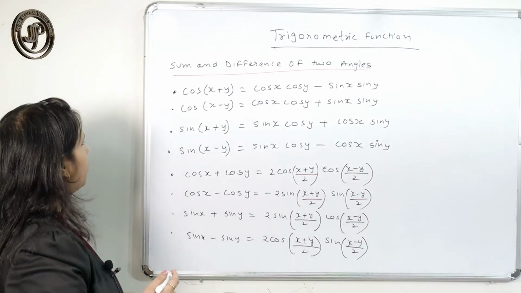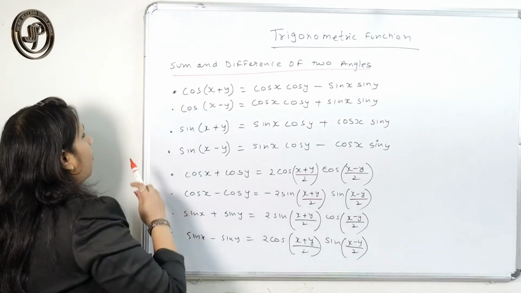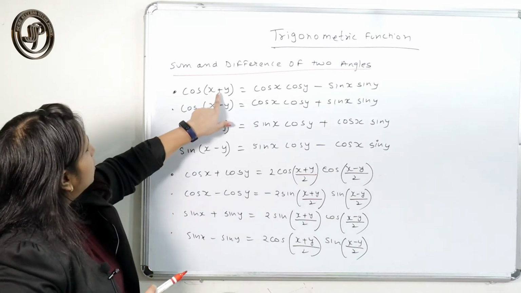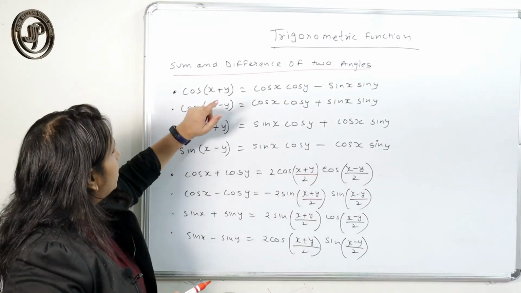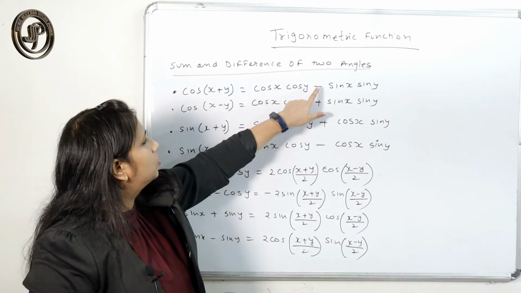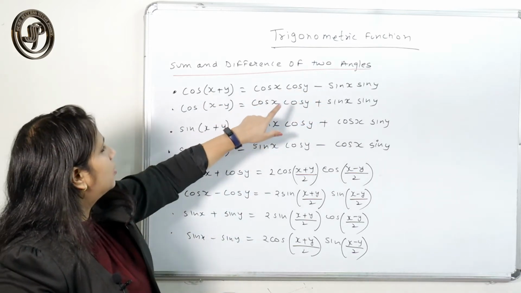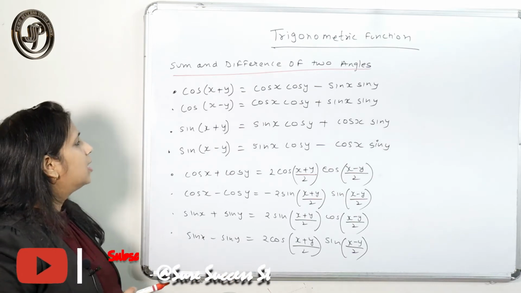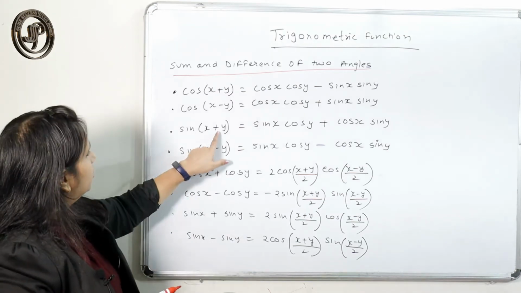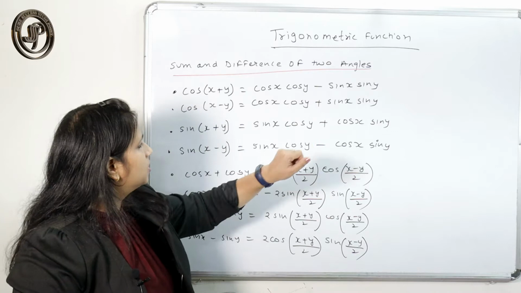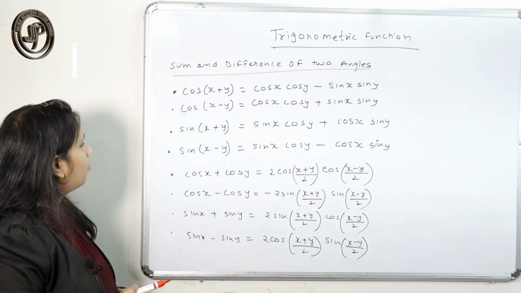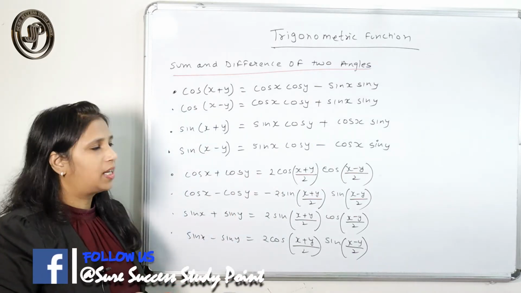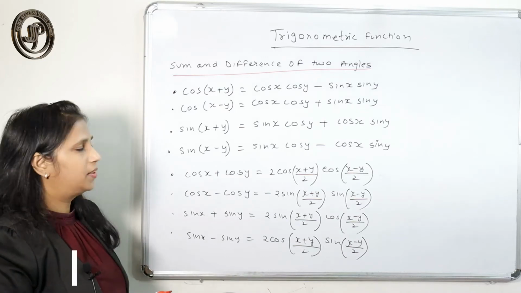In order to memorize these formulas, you can do it this way. If it is plus in cos, then the minus comes here. If it is minus here, then plus comes. Similarly, for sin, the formula comes with the same sign. So the formula is sin x plus y is sin x cos y plus cos x sin y.